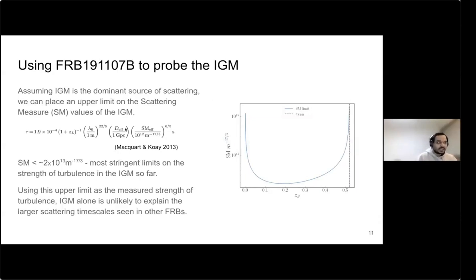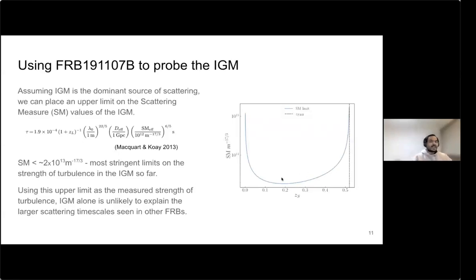However, there is a lever arm effect, which is quantified by the D effective here. It basically says what is the effective distance to your scattering screen. We have no handle on where the scattering screen may be, and therefore the estimated scattering measure of the scattering screen follows this curve as a function of the location of the scattering screen, where the dashed line denotes the expected redshift of the FRB host galaxy.